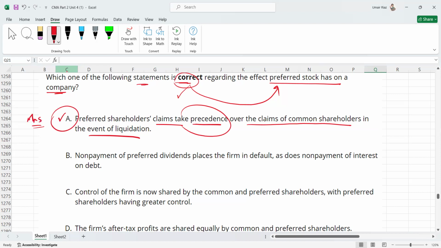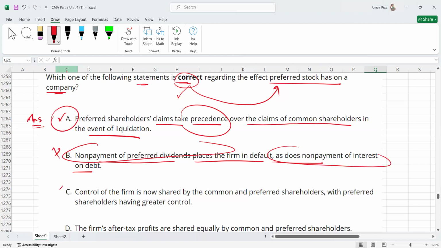Option B says non-payment of preferred dividend places the firm in default, as does non-payment of interest on debt. Guys, if you do not pay interest on debt, yes, you will be in default, but this is not the scenario for the preferred dividend. Even if the preferred dividend is not paid, the company will never default due to non-payment on the preferred stock. So this is not the correct option.